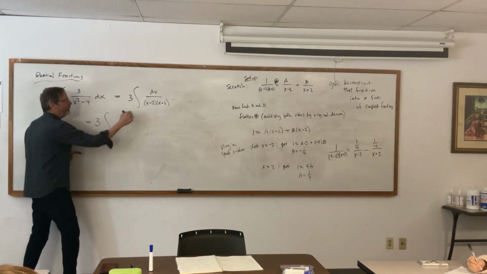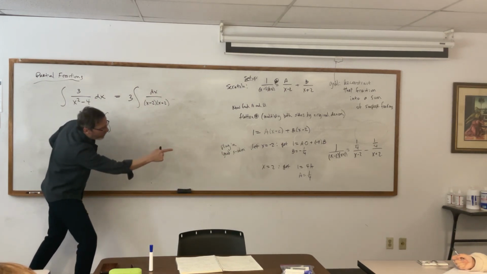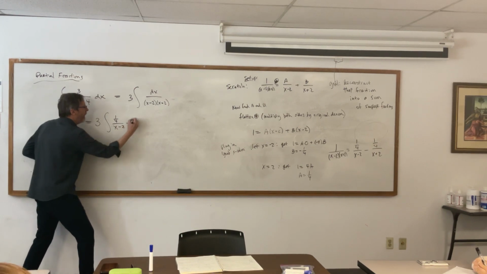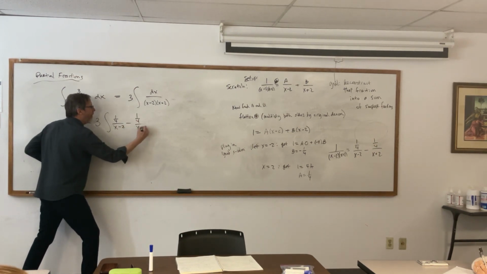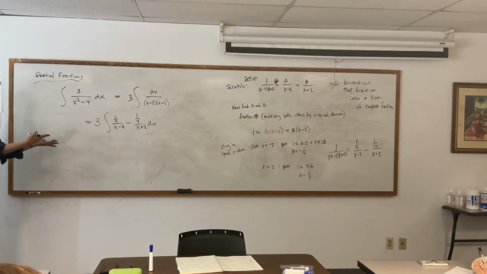So integral. So I'm going to rewrite this as 1/4 over x minus 2 minus 1/4 over x plus 2. Each one of those is cake. Finish this for me real quick, please? What is the answer?